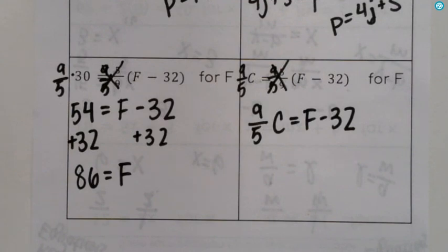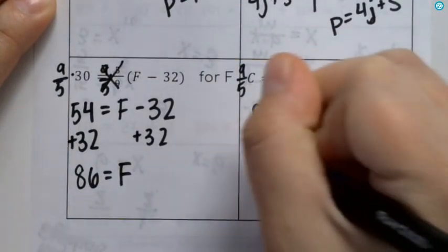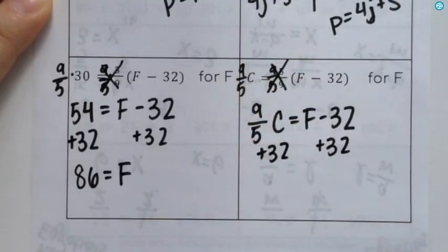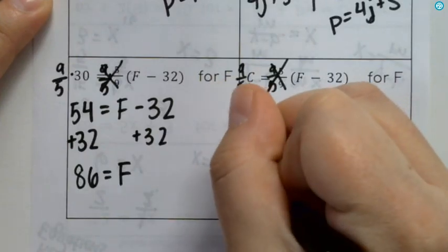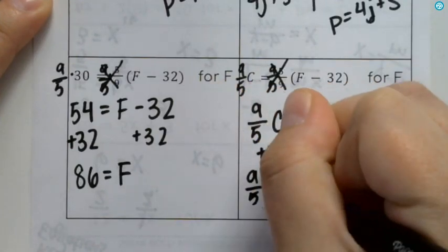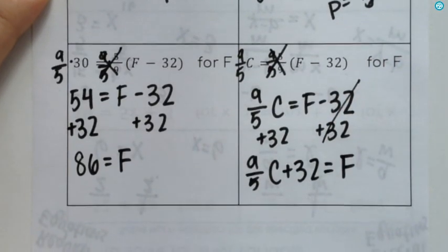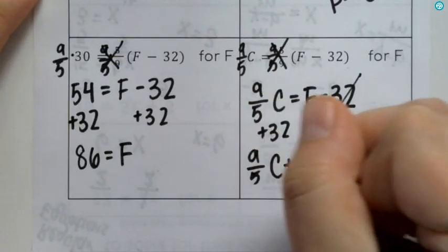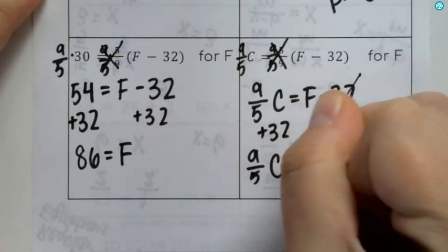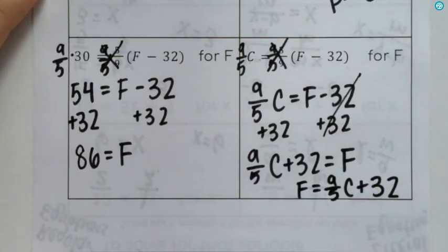And then to get that Fahrenheit temperature by itself, we're going to add 32 to both sides. So 9/5 C plus 32 equals F. And we can always flip that around to F equals 9/5 C plus 32. Kind of ran out of space on that one.